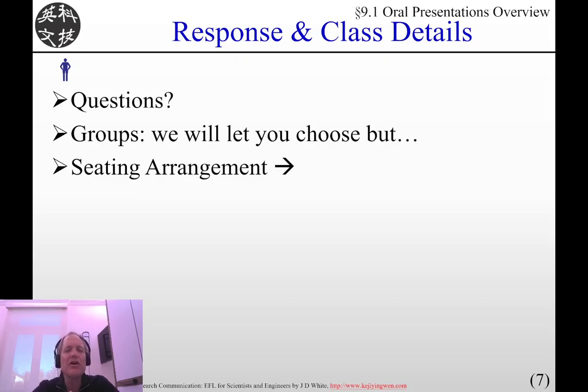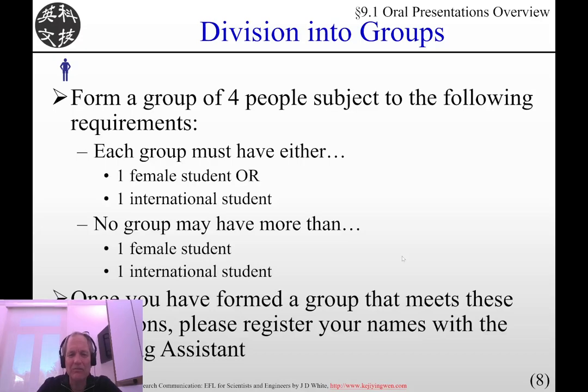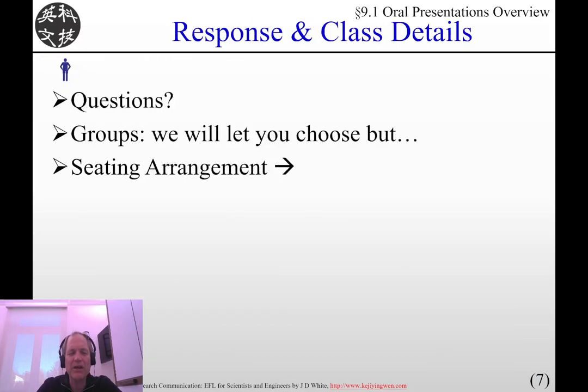This semester, for our groups, I would like to let you choose, but there are going to be some requirements and restrictions. As for the seating arrangement, I haven't completed it for this semester, so I'm going to keep it here until I'm able to complete it. Seating arrangement again will be 4 people in a group, approximately.